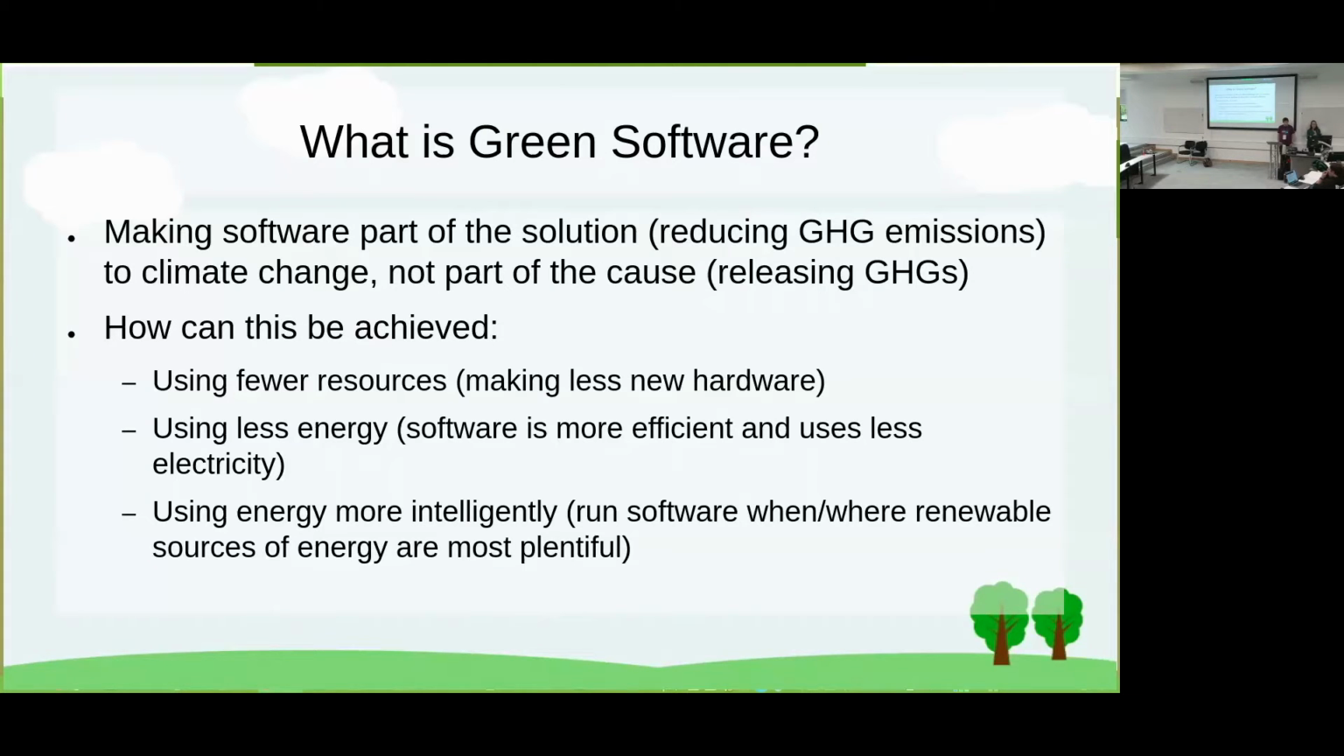So as well as trying to use less, if we try and use it more intelligently, we can reduce our release of greenhouse gases ultimately. So intelligent use of energy might be where we're using more renewables instead of more dirty energy, say more coal. And renewable energy is more plentiful at certain times and dates, which we'll go on to talk about. Places. And places, yes.